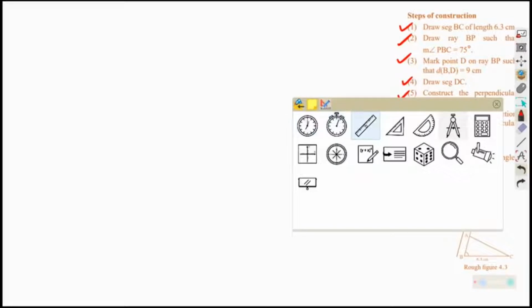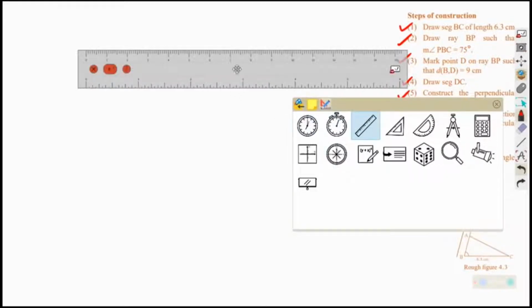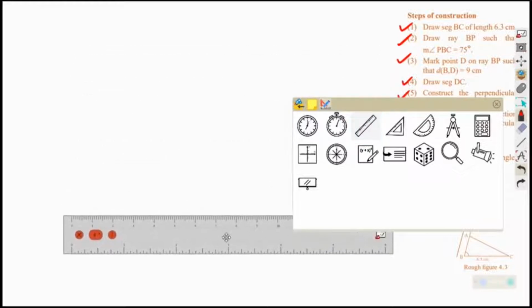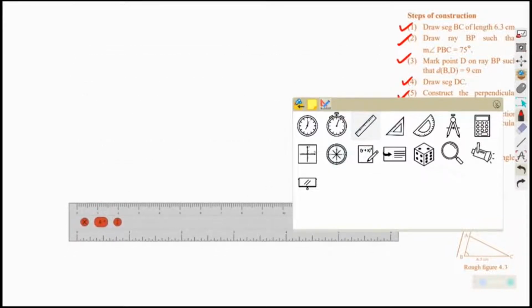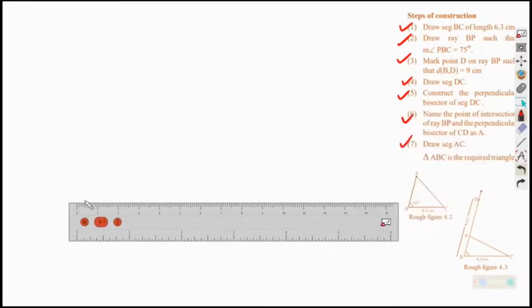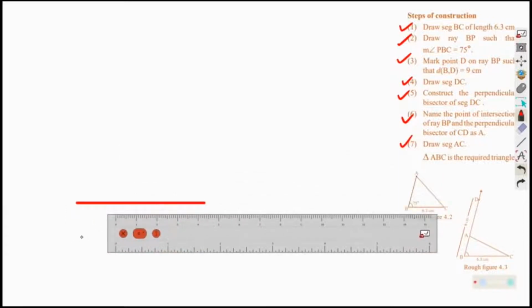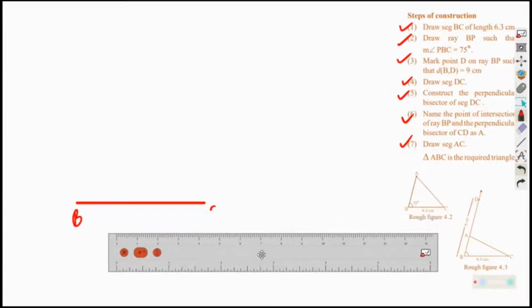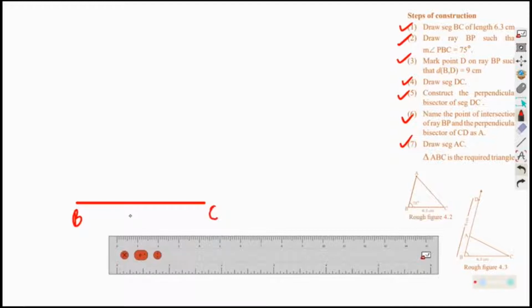We need the ruler. I will take the ruler to draw a base of 6.3 centimeter. The digital ruler is available, but the measurement is not according to centimeter. It is actually double of it. Double is good, it will be visible to you; otherwise 6.3 centimeter accurately will not show on the screen. So this is double of it, it will be 12.6. Don't worry. I am marking 6.3 on the scale, but the actual length depends upon your screen size also. Now we'll mark it as BC and write 6.3 centimeter.